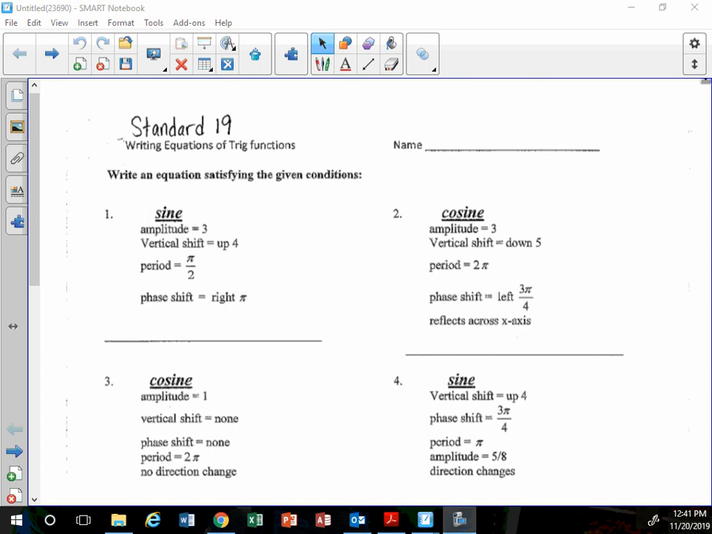All right, guys, so standard 19, we are now taking everything you know about graphs and going backwards. So instead of me giving you an equation that you have to graph, I give you the graph or information about it and you have to write the equation. Okay, so let's look at number 1.